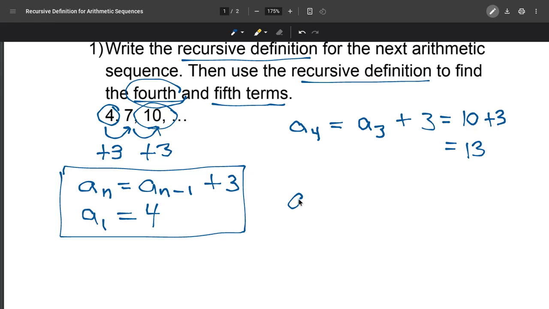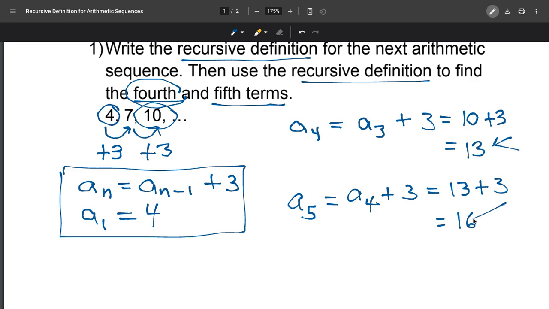Now we can find the fifth term. A sub 5 equals a sub 4 plus 3. A sub 4 is 13, so 13 plus 3. So that equals 16. So the fourth term is 13. The fifth term is 16. All right, let's try some more.